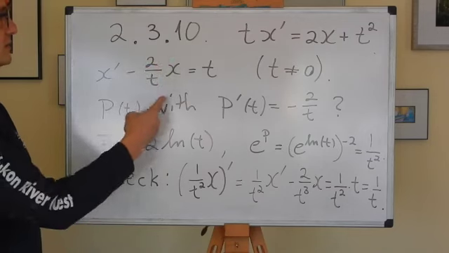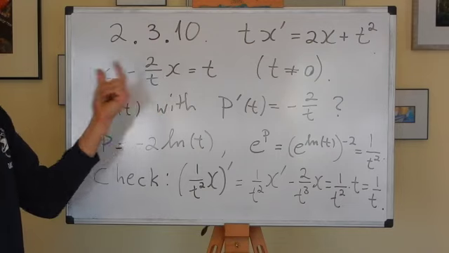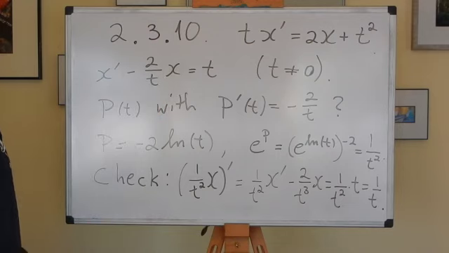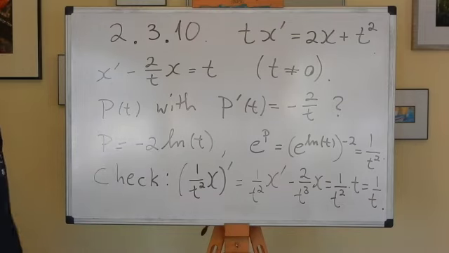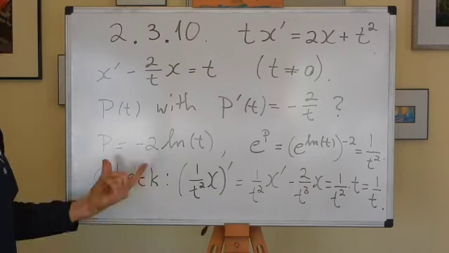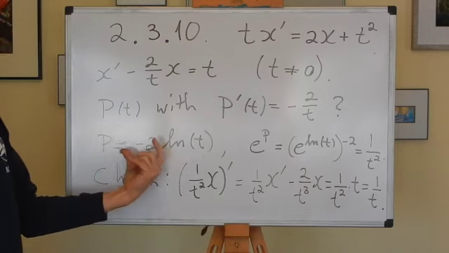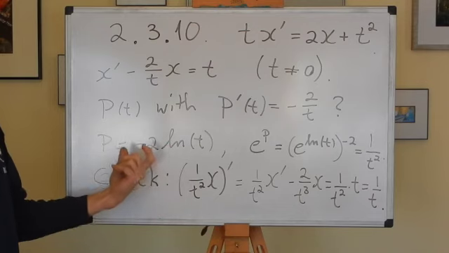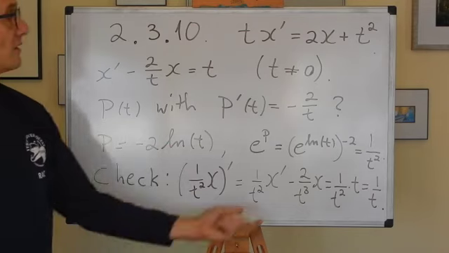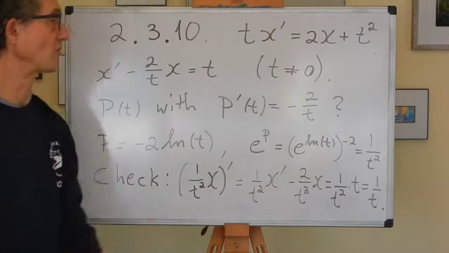All right, we wanted an integrating factor, something whose derivative will give us this minus 2 over t. And so we get that p is minus 2 log t. If we take the exponential of that, that's e to the whole product minus 2 times log t. And by the rules of exponentials, that's e to one of the items in the product raised to the power of the other one. So that's e to the log t raised to the power minus 2, which is 1 over t squared.